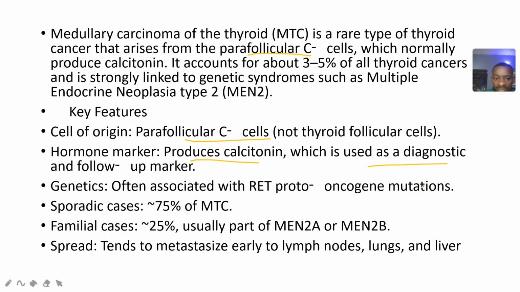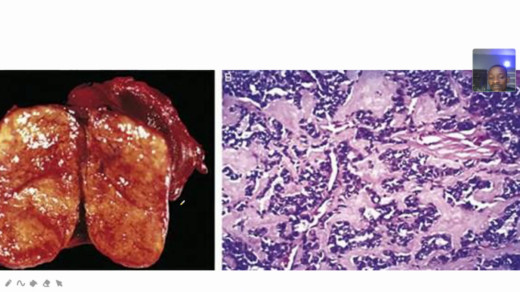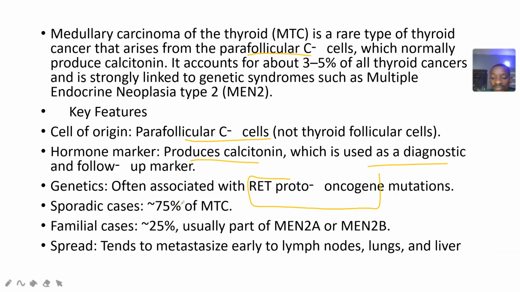So genetics is associated with what? RET proto-oncogene mutations. So we have sporadic cases where somebody's just having it, no other person in their family has it. They also have familial cases, usually part of the MEN2A, that's multiple endocrine neoplasia and the rest of it. So spread. You can have a tumor in the thyroid and it can spread. Common sites where it spreads are the lymph nodes, the lungs, and the liver.